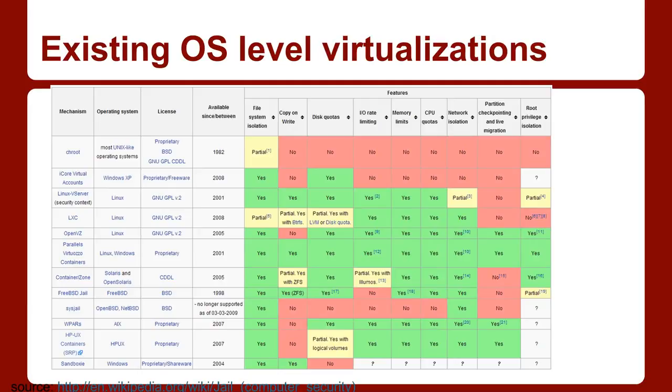So there are lots of other utilities for sandboxing and providing operating system level virtualization. And I'm just having this slide to illustrate. chroot is seen as the dumbest and the least useful. It is useful to look at some of these columns like disk quotas and memory limits and CPU quotas, and whether or not it's isolated on the network, whether or not it's isolated from root privileges.